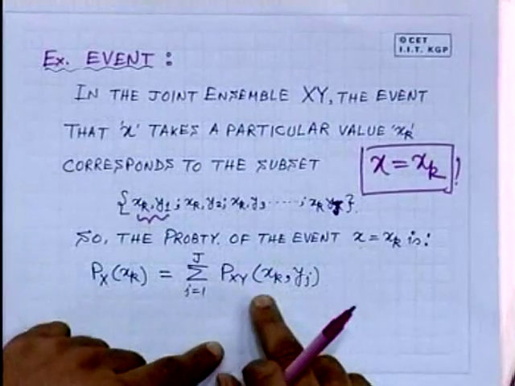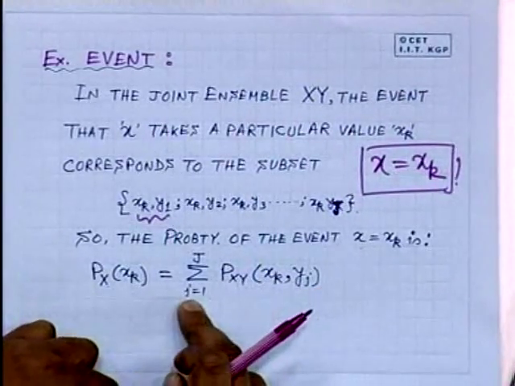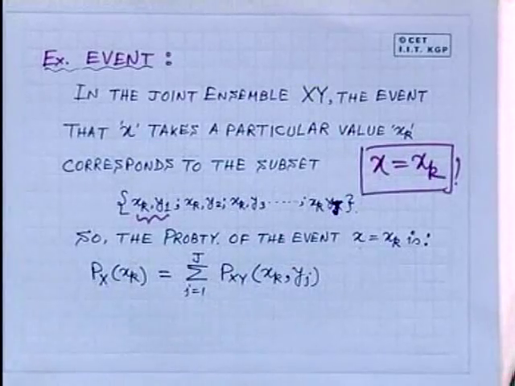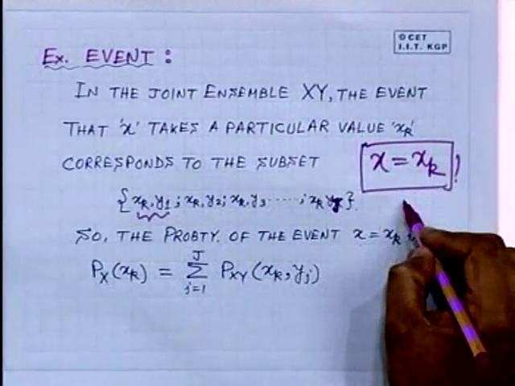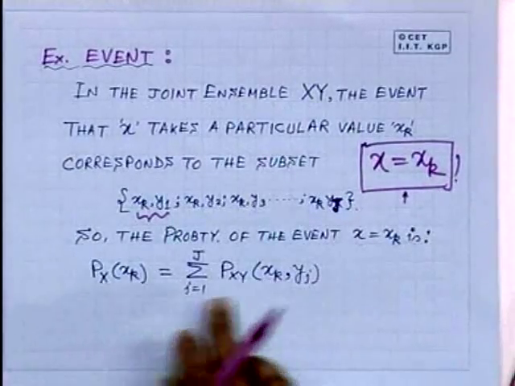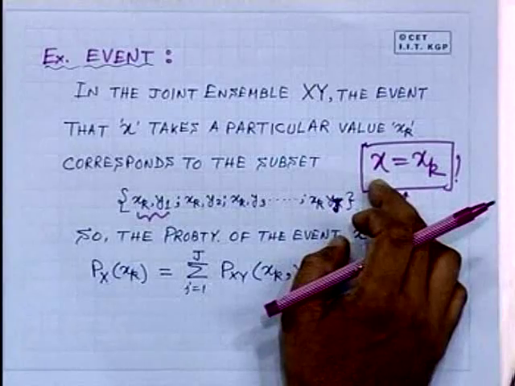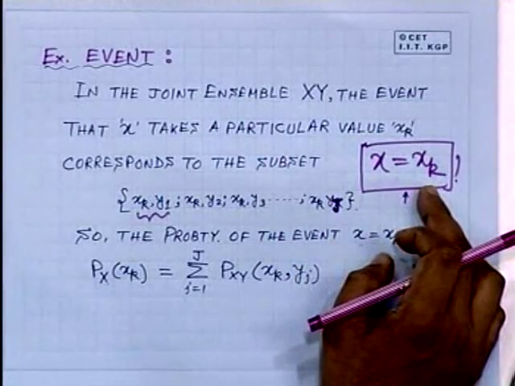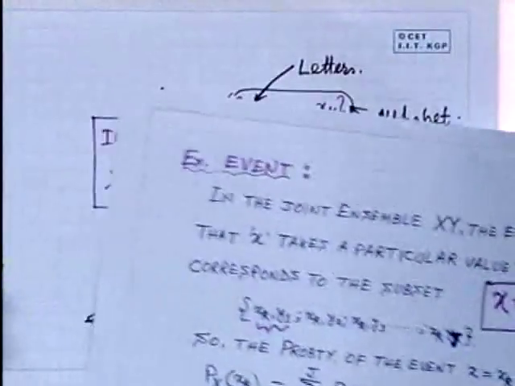So, one has to find out xk comma yj, j running from 1 to capital J. So, to give an answer to my event, one has to find this probability, and then one can say that yes, that is the probability of the outcome of the first experiment being equal to xk. So, this is one example of an event.